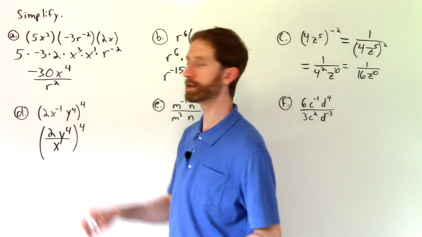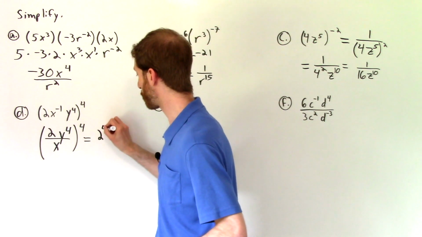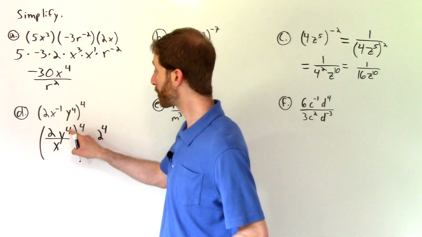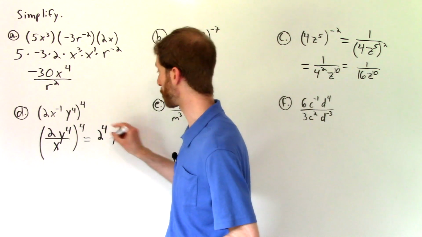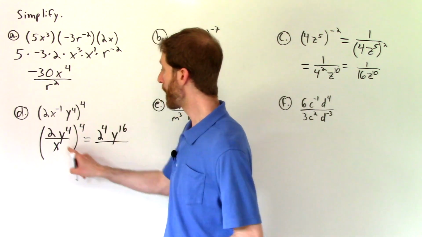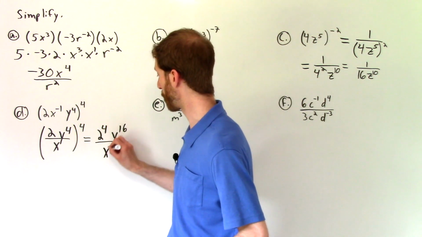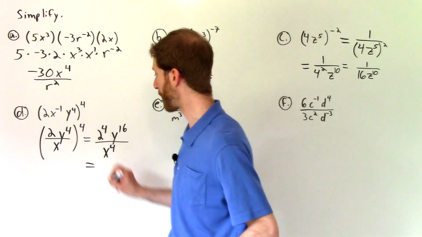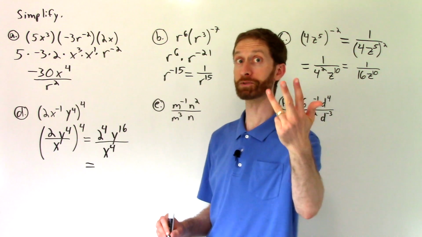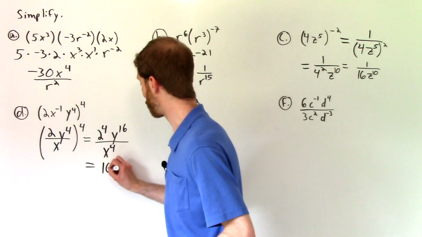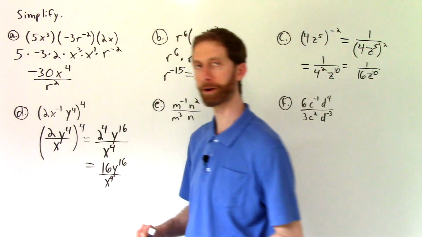So now that the inside is simplified, I'm going to raise everything to the 4th power, so that ends up being 2 to the 4th, remember distributing. Y to the 4th to the 4th, I'm multiplying 4 times 4, is y to the 16th, because you're raising a power to a power, so you multiply. And then that's going to be x to the 4th, because this is just x to the 1, and 1 times 4 is 4. We have a little bit left to simplify, just that 2 to the 4th. 2 times 2 is 4, times 2 is 8, times 2, 16. You're left with 16y to the 16th all over x to the 4th power.